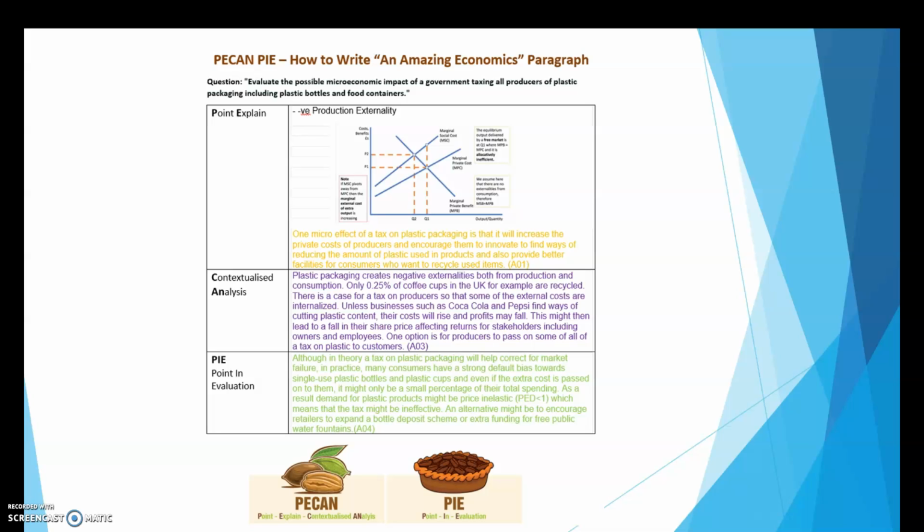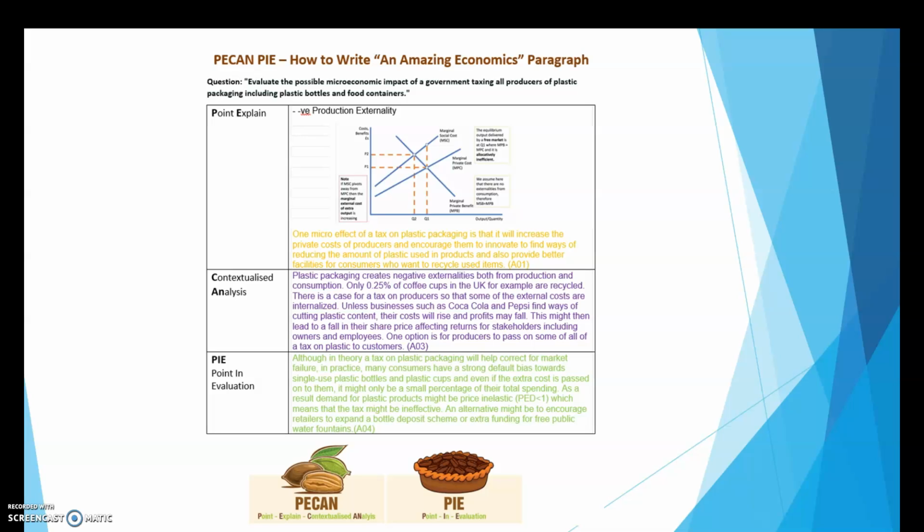So although in theory a tax on plastic packaging will help correct market failure, in practice many consumers will have a strong default bias towards single-use plastic bottles and plastic cups. Even if the extra cost is passed on to them, it may only be a small percentage of their total spending. Okay, so this is really, really important. Does it affect consumer behavior, and if so, to what degree?